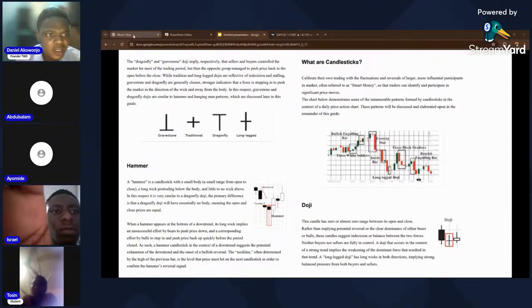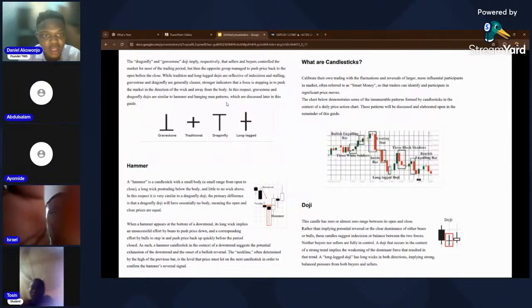Now the candlestick movements actually are based on a whole lot of things. Let me go to dragonfly. Let me come back to this. What are candlesticks?